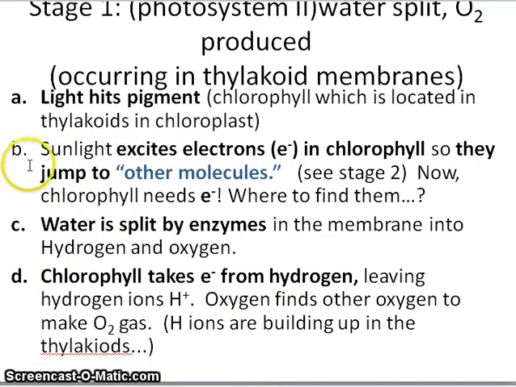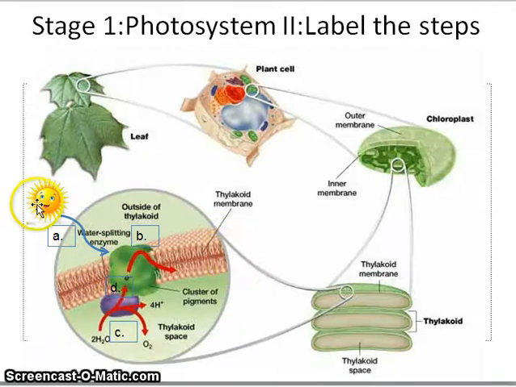B, sunlight that's hitting the chlorophyll excites the electrons in the chlorophyll, and now they're going to jump to other molecules on down the membrane. So they literally jump off of the chlorophyll molecule. Now, chlorophyll has lost electrons and needs some. So let's label B before we go on. And here, remember, is the sun hitting the chlorophyll. Electrons are excited, they jump off, and here they go on their way. And we'll see them in a minute doing something else. But now chlorophyll needs electrons.